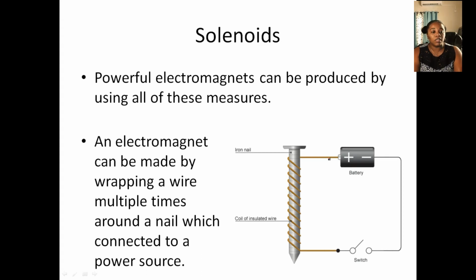So an electromagnet, as we learned earlier, can be made by wrapping a wire multiple times around a nail, which is connected to a power source. Once that circuit is closed, then the iron nail should act as a great magnet. It would just start picking up stuff, right? So you could try that at home.